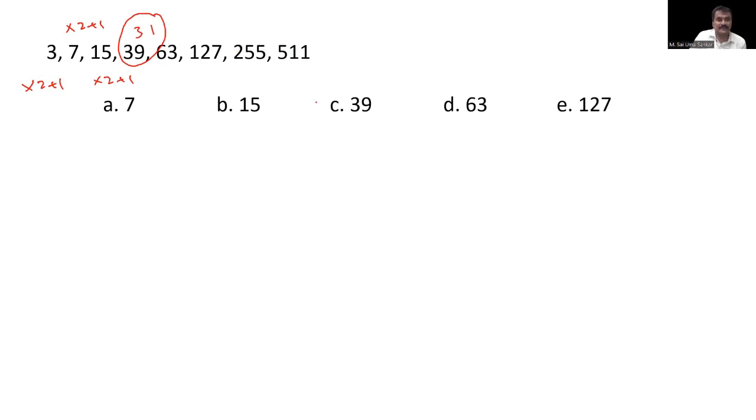So instead of 39, suppose 31 is there, then that is the cut sequence. What we require? Wrong number. So what is the wrong number? 39 is the wrong number. Option C is the correct answer.